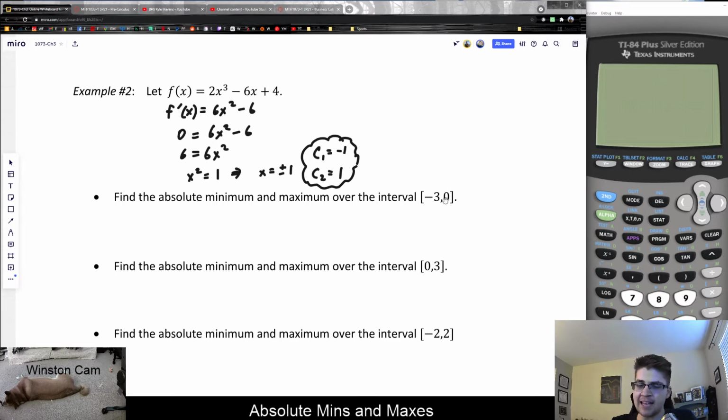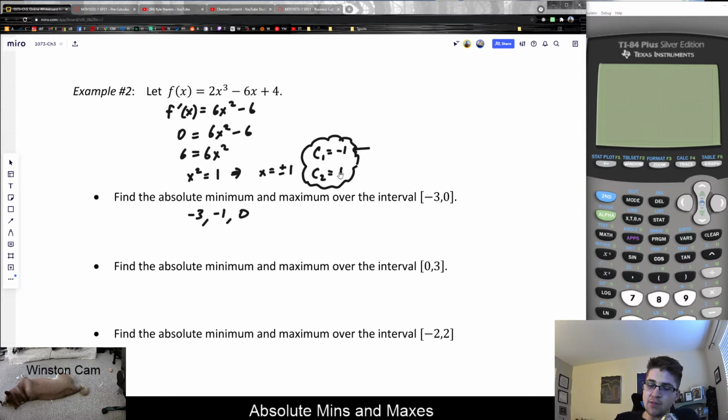Basically, what it said to do was list all of the values from left to right, starting with the endpoint and all critical values in between. There's only one critical value in between -3 and 0. It's just -1 because 1 is outside of the interval. So we're going to have 3 potential options for our absolute mins and maxes on this interval, either at the endpoints or the critical values. In this case, just 1.